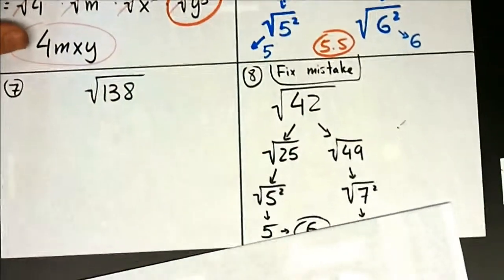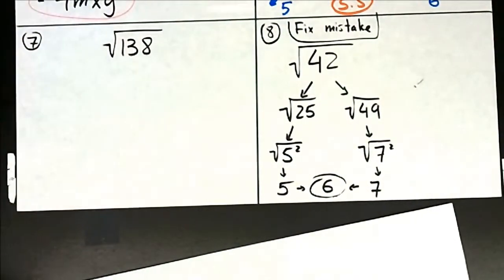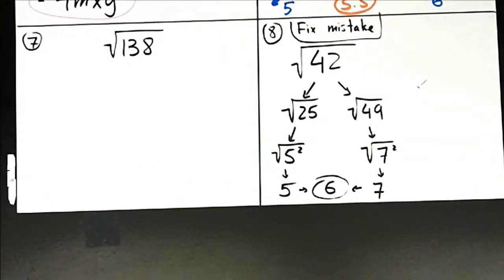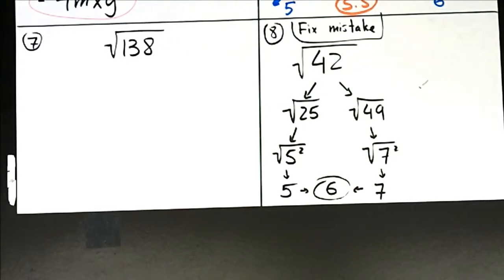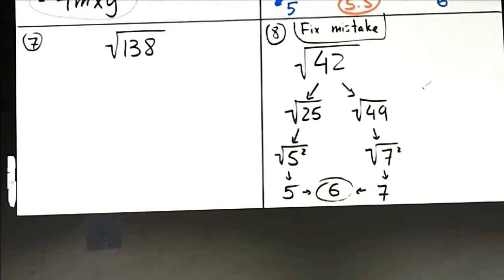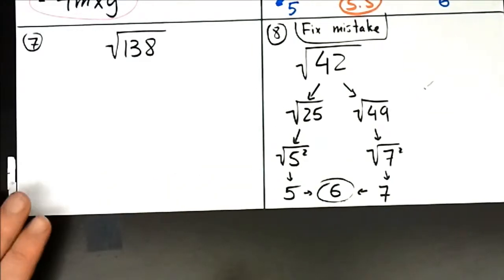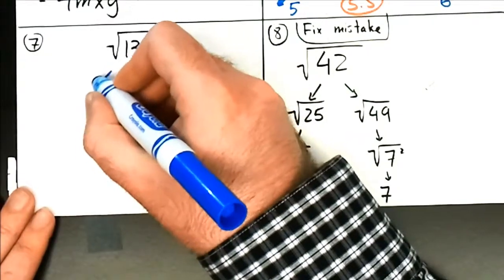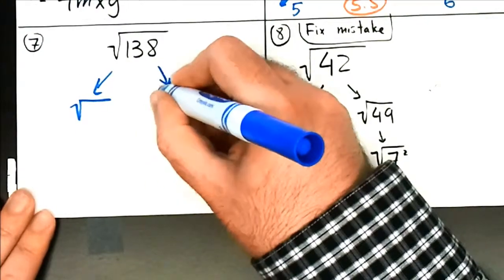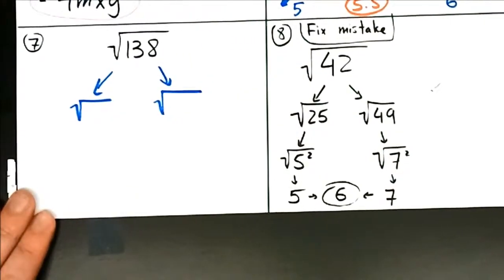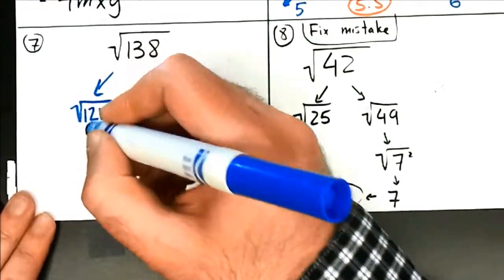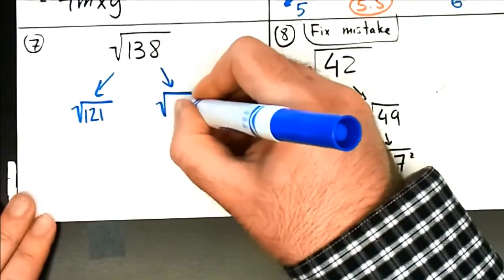Let's take a look at 7. Same thing, you're asked to estimate the root. And 138 is not a perfect square. So what are the two perfect squares above and below 138? Well, the one right below it would be 121, and the one right above it would be 144.